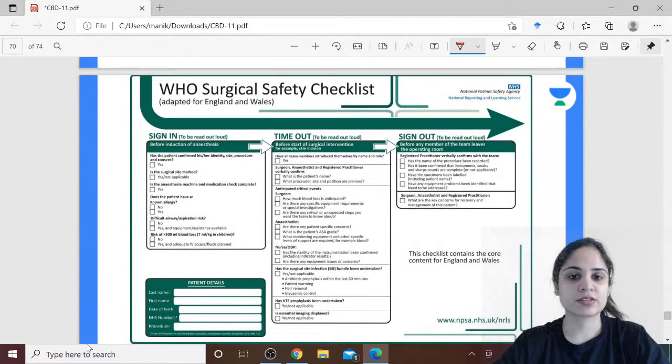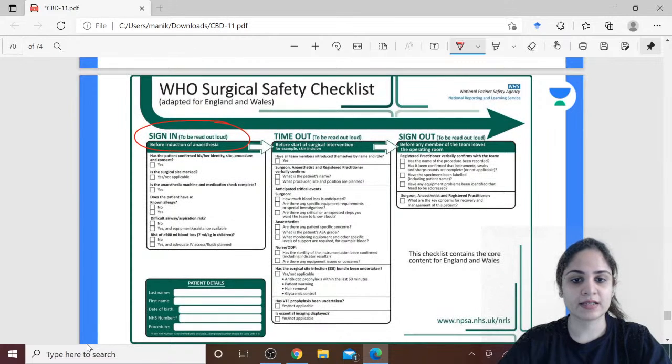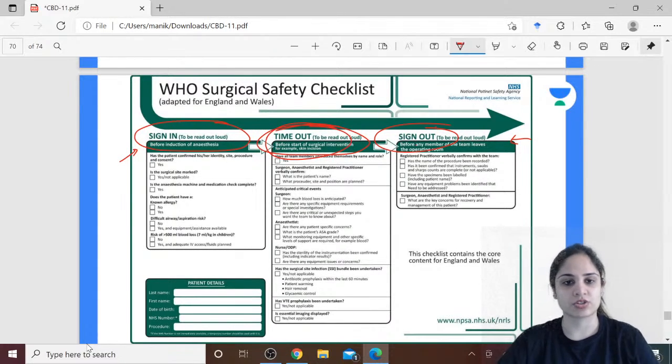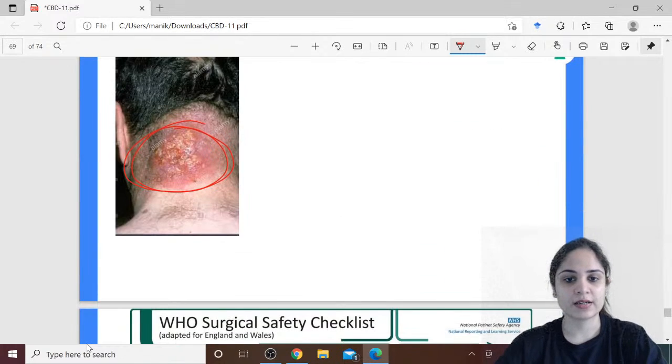This is the WHO surgical safety checklist. This you should know. It's very, very important. It has 3 parts. At sign in, when your patient is being taken in for surgery; just before the incision; and just before the patient is being taken out of the operation theatre. Three parts of the surgical safety checklist. Yes, absolutely correct. This previous one was nothing but carbuncle.